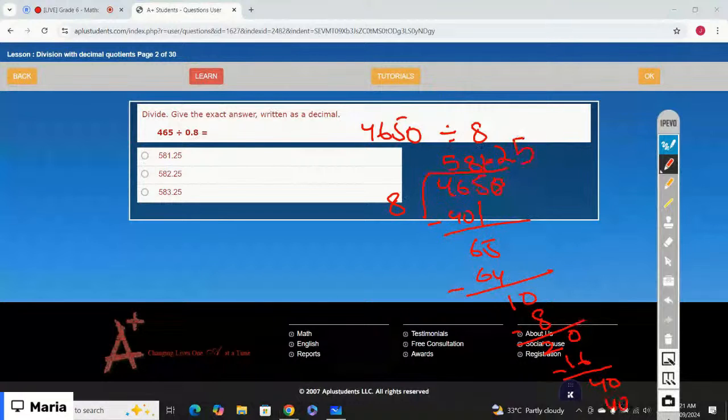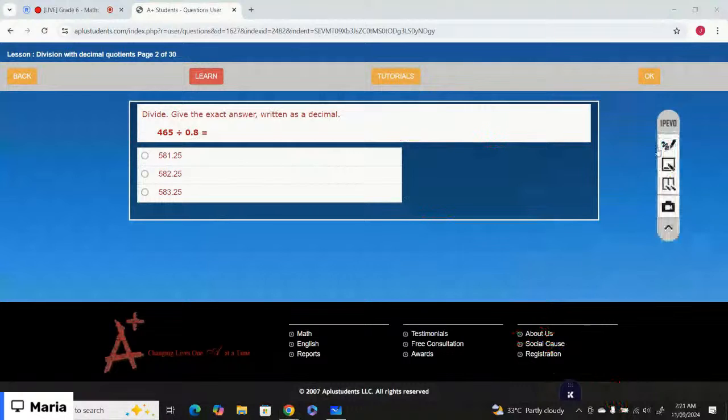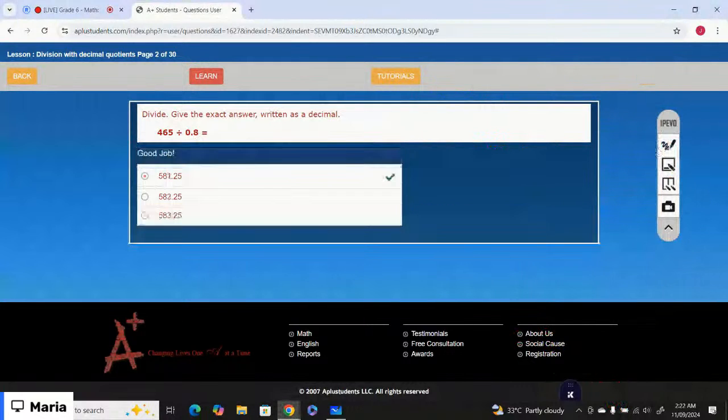So the correct option is 581.25. Option number 1 is the correct option. Got it? The correct option is 581.25. Option number 1 is the correct option. Got it?